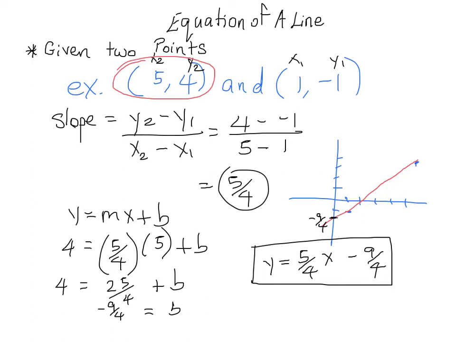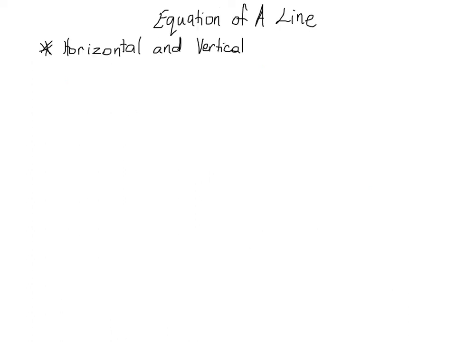Okay, let's look at one more thing and then we'll be done. Now you know how to figure out the equation of lines that are slanted, that have a slope. But how about lines that are either horizontal with a slope of 0 or vertical with an undefined slope? Let's take a look, first, at our horizontal lines.